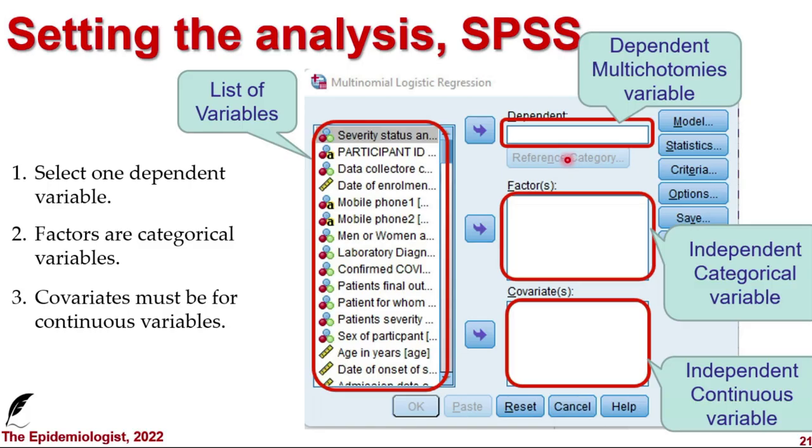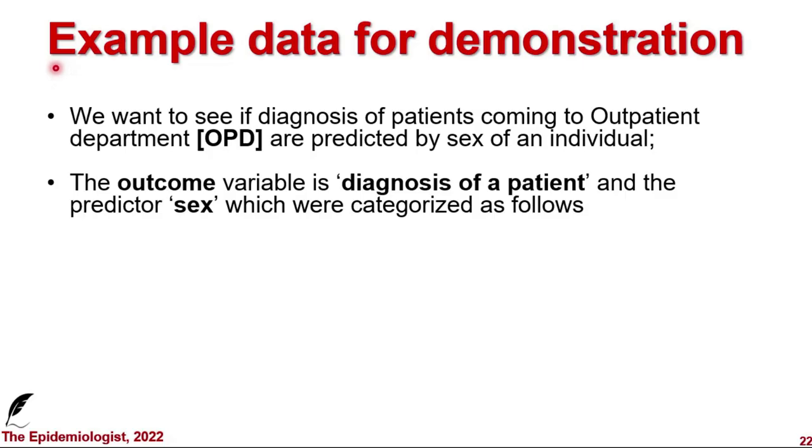Finally, click OK. Remember, if only one predictor variable is selected, it is a bivariate analysis, and the result will be crude. A crude result is unadjusted for the influence of other variables. Usually, categorical predictor variables are moved to the Factor(s) box and continuous variables to the Covariate(s) box. Let us look at example data for demonstration.